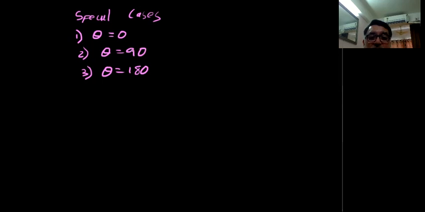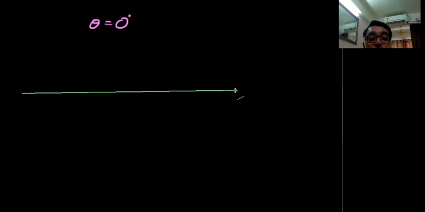Okay. So let's start with the first one, where theta equals 0 degrees. First case, theta equals 0 degrees. That means if you have a box lying on the floor and you apply a force on the box, this is our force F applied on the box.